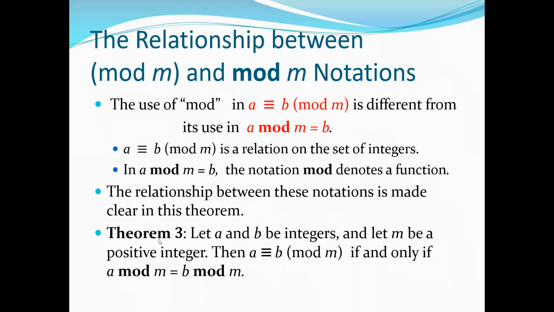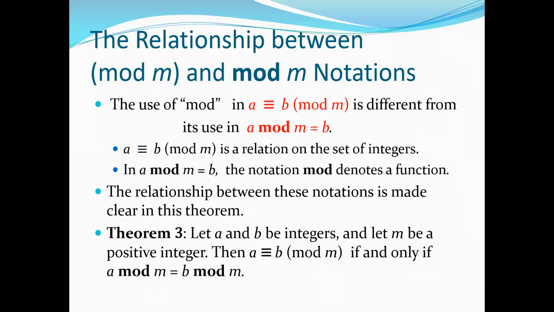But there is a relationship between the congruency and mod m. So we have theorem number 3. Let a and b be integers and let m be a positive integer. Then a is congruent to b mod m if and only if a mod m is equal to b mod m. It means when we divide a and b by m, they yield the same remainder, so we could say that they are congruent. So that's another property of the congruence relationship.